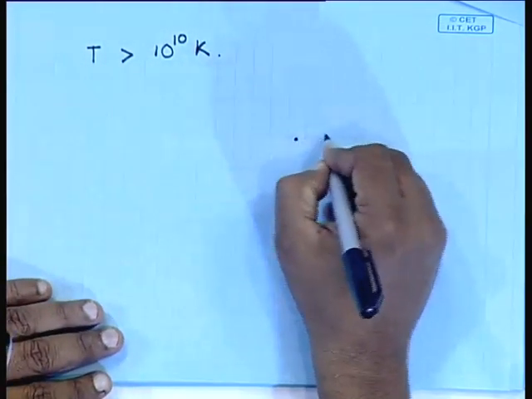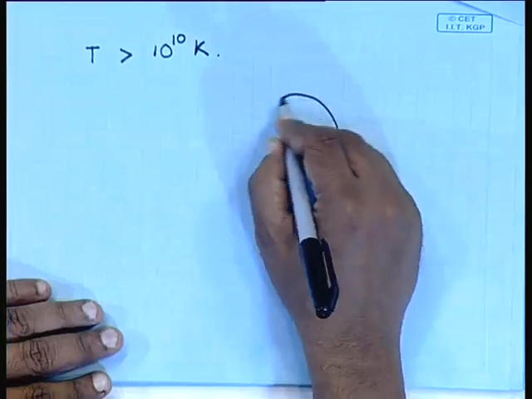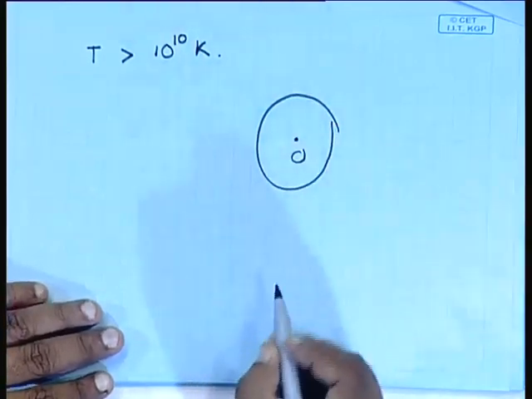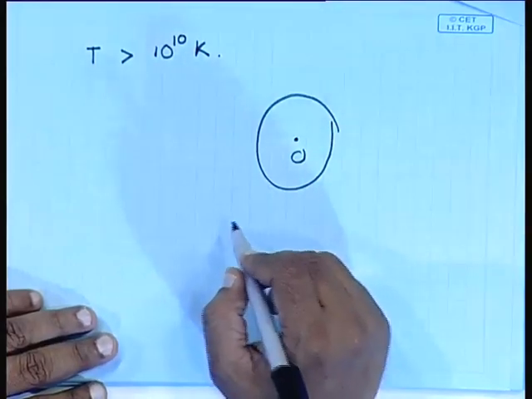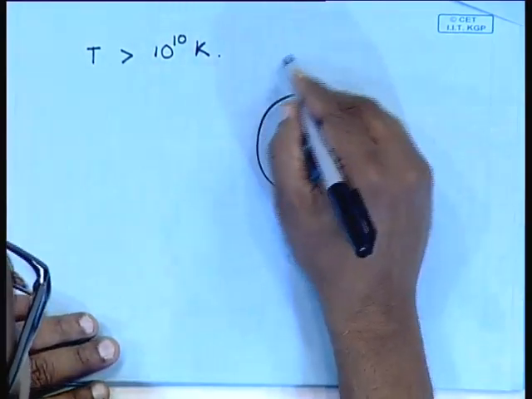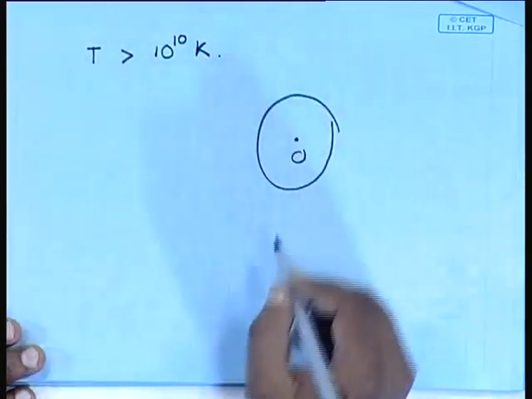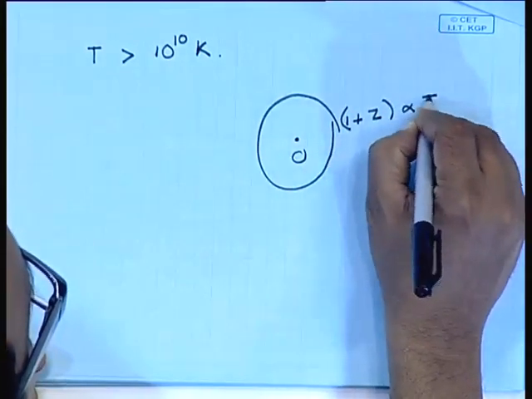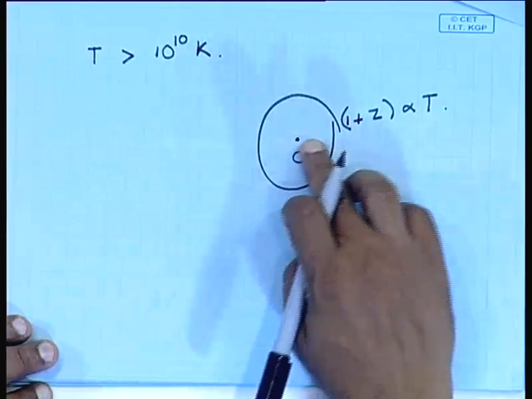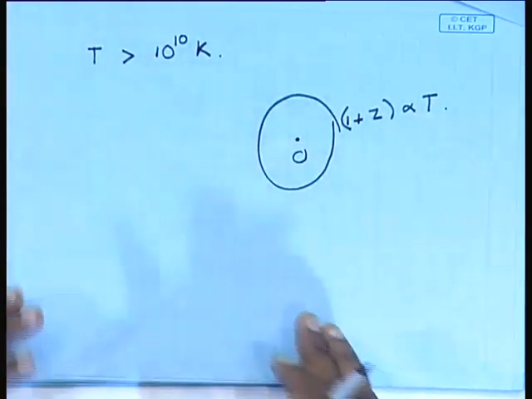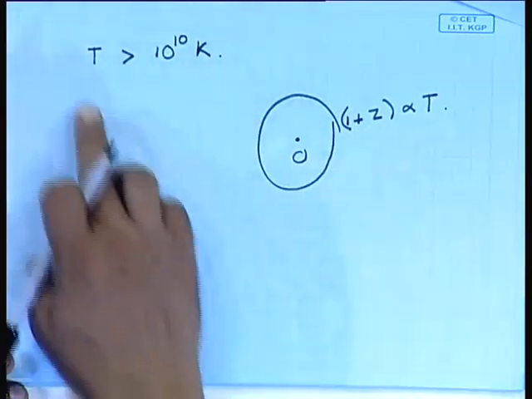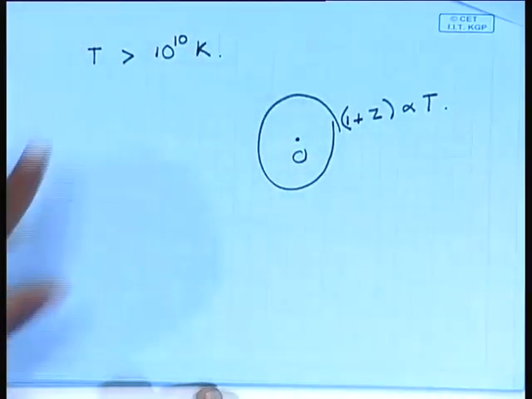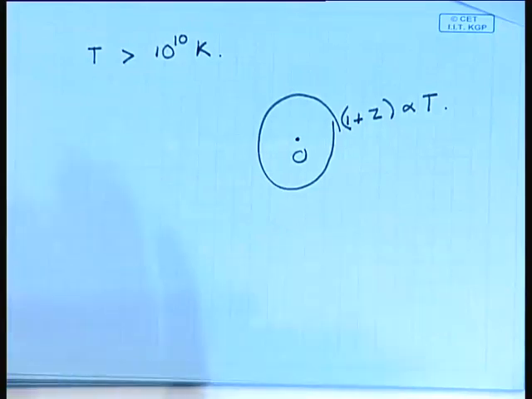As I go back into the past, I am an observer over here. As I go further and further back, the temperature of the universe increases. Temperature is proportional to 1 plus z as I go to higher and higher redshifts. Sufficiently far back in the past, the temperature, now around 3 Kelvin, would have been more than 10 to the power 10. At this temperature, the cosmic microwave background radiation is sufficiently hot to excite neutrinos and antineutrinos.